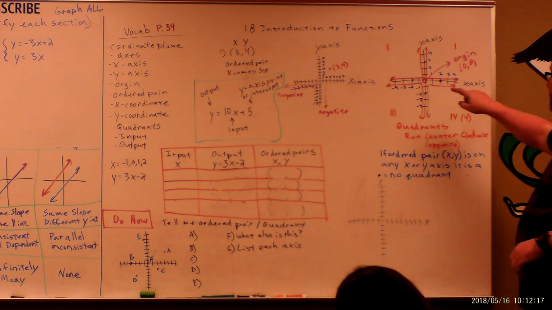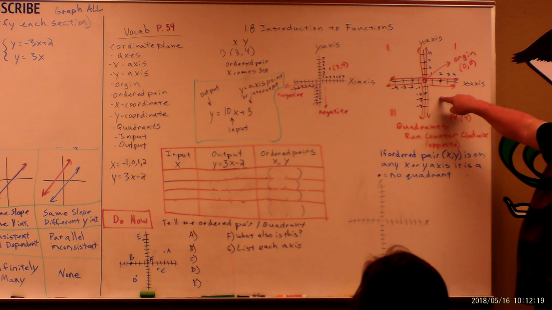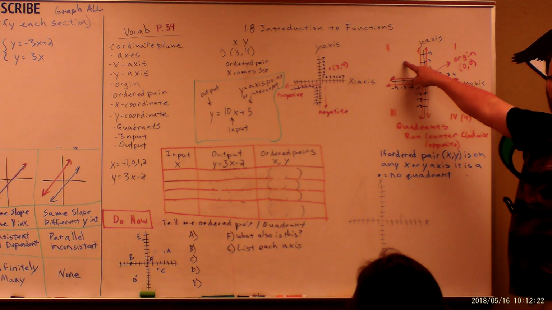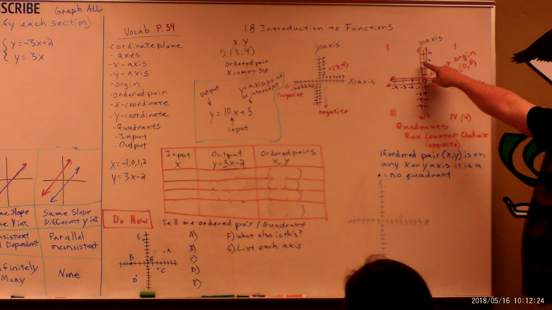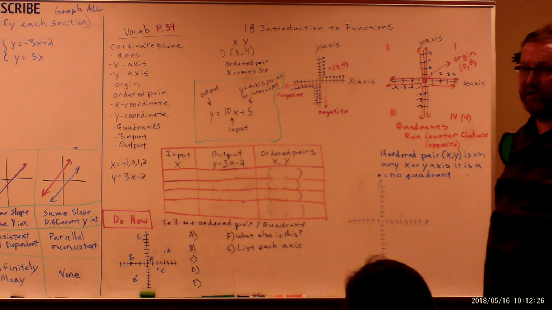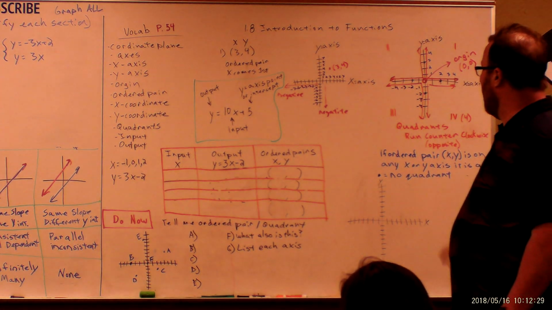Okay, so if I'm in this quadrant, what quadrant is this? 4. What about this one right here? Good. What if I'm on the line right here? Very good. Any questions?